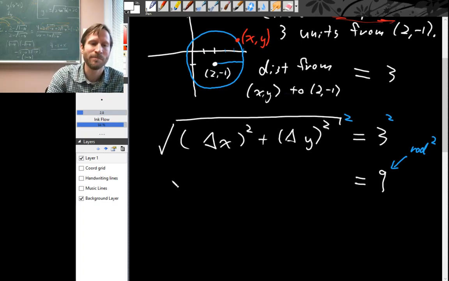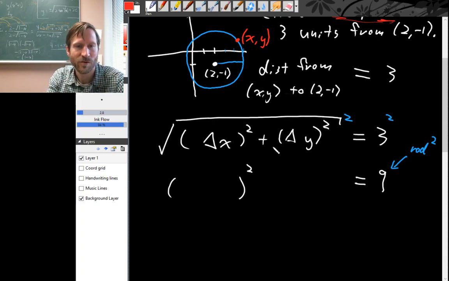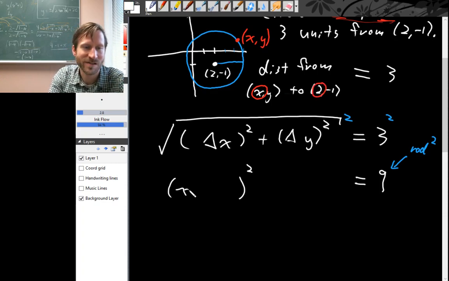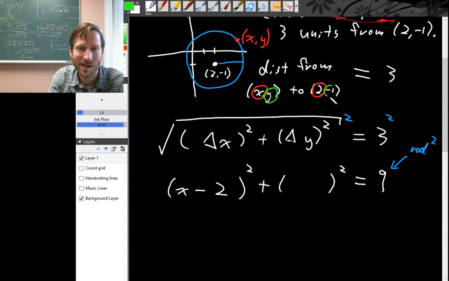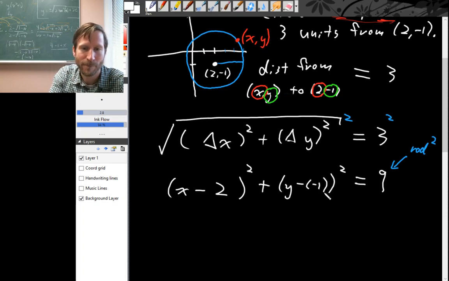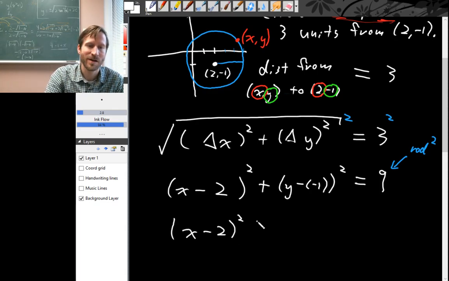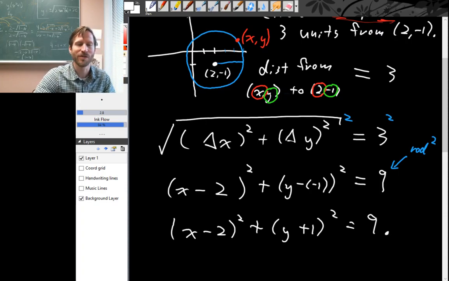And then on the left-hand side, we'll write the difference in x-coordinates. And remember, we're looking at the x-coordinates of our two points here. So the difference in x-coordinates is x minus 2, squared, plus the difference in y-coordinates squared. And the y-coordinates are y and -1, so y minus -1. And then if you want to, you can simplify this a little bit. (x - 2) squared plus (y + 1) squared equals 9. So there's the equation of our circle.